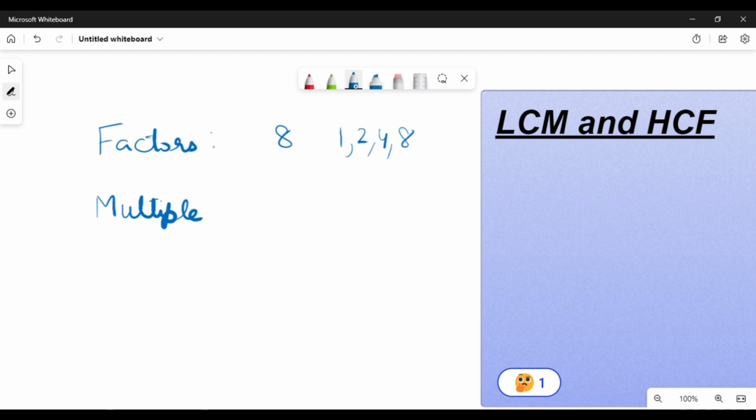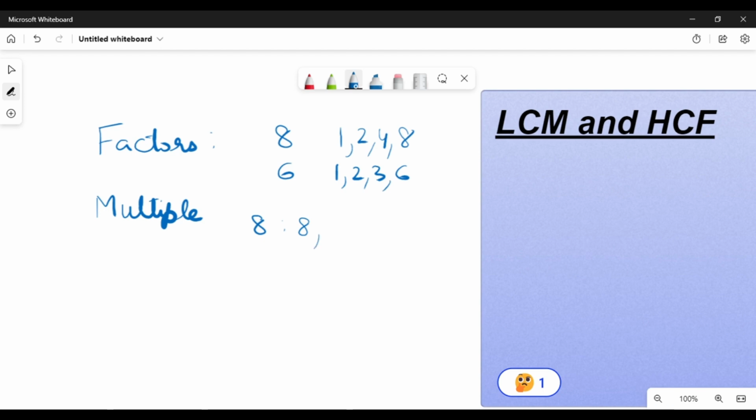Every number is a factor of itself and 1 is a factor of every number. That's all we have done in our junior classes. 1, 2, 4, 8 are factors of 8. Suppose I want to write factors of 6. It will be 1, which is a factor of every number, 2, 3 and 6. Now see here, when I'm talking about factors, it is less than or equal to the actual number. But when I'm talking about multiples, suppose I want to write multiples of 8.